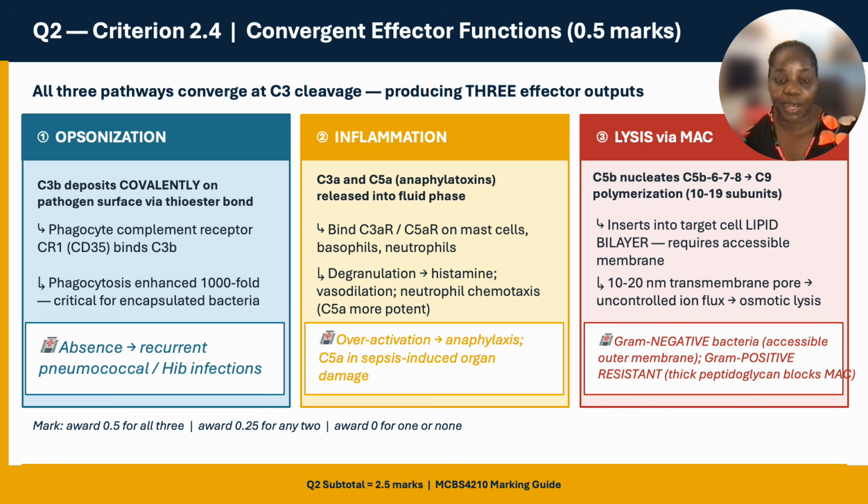So let me explain why I require all the three for full marks. The question used the word effector function, so in the plural, and the word convergent signal, that the student should describe what all pathways share in common. So the three effector functions are opsonization, inflammation, and lysis through the MAC formation. That one needs to stand on your paper. They are taught as a triad in every immunology textbook. You can find the three as the terminal ending.